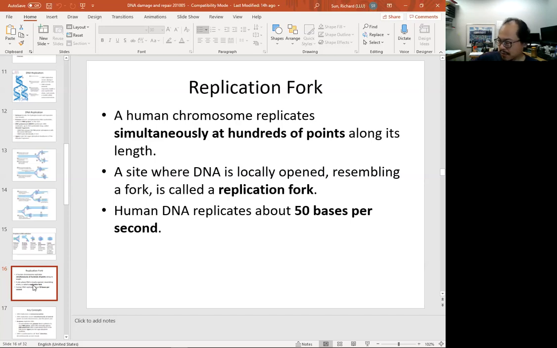One thing important to know is that there are hundreds of points simultaneously conducting this replication. So it's not just one at a time. It's several points that start all simultaneously. A site where DNA is locally opened and resembles a fork is called a replication fork. The speed of DNA replication is about 50 bases per second. Just to give you an idea of the speed of it.